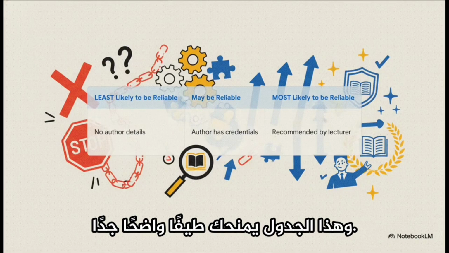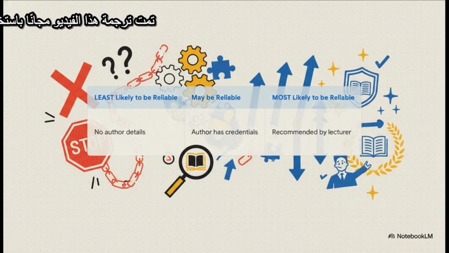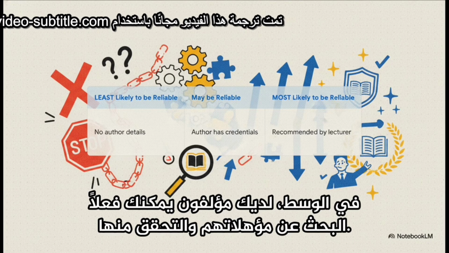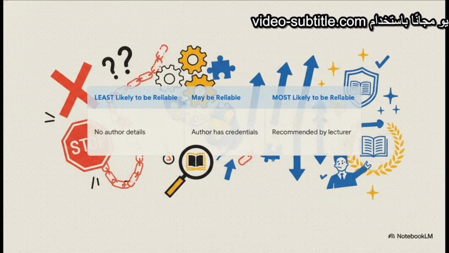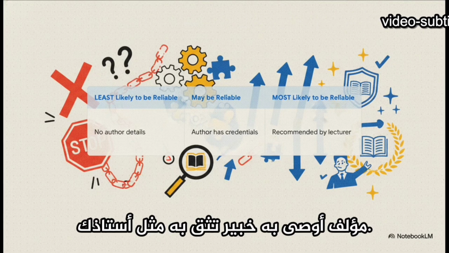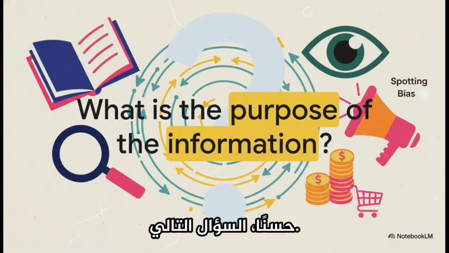And this table gives you a really clear spectrum. Way over on one side, you have sources with no author listed at all. That's a huge red flag. In the middle, you've got authors whose qualifications you can actually look up and check. And then at the top, the most reliable end, an author that an expert you trust, like your professor, has already recommended. That's gold.